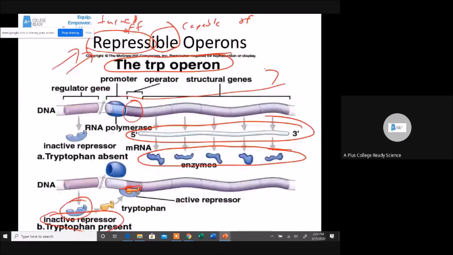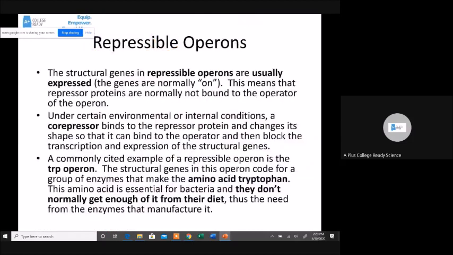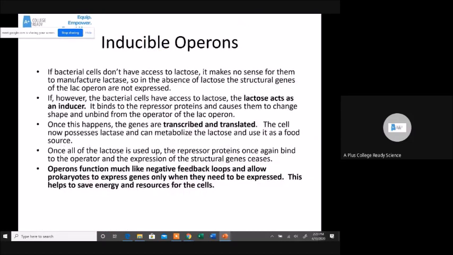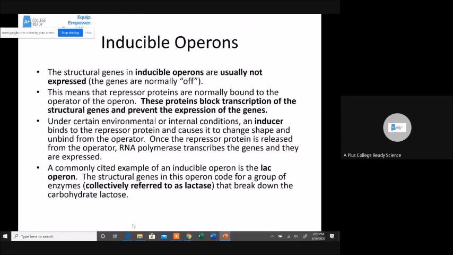Whereas in bacteria, we're mostly going to talk about operons. I'm going to switch slides here for a minute and talk about an FRQ.